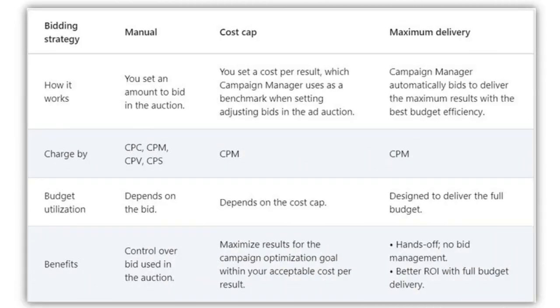Now, how will you get charged for each LinkedIn ads bidding strategy? Well, it really depends, but you can see on the screen here the model that LinkedIn follows. You have the bidding strategies: manual, cost cap, and maximum delivery. For manual, they have CPC, CPM, CPV, and CPS. But for the last two, cost cap and maximum delivery, you only have CPM, cost per mille. And the budget utilization for those two that have CPM really depends on the cost cap. They are budget eaters, if you will.